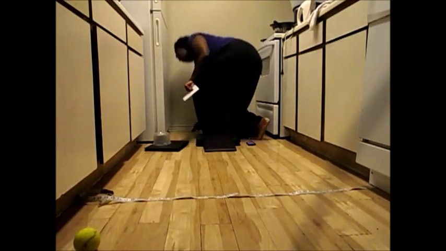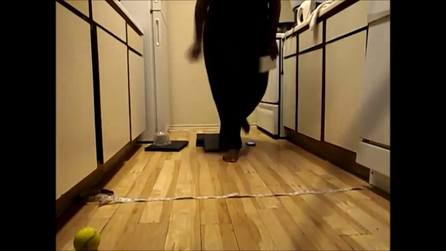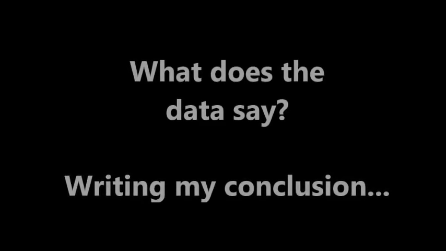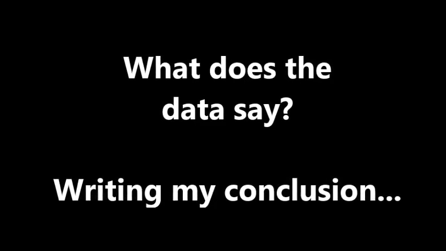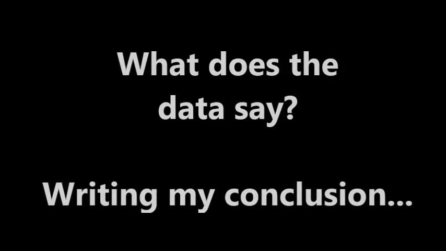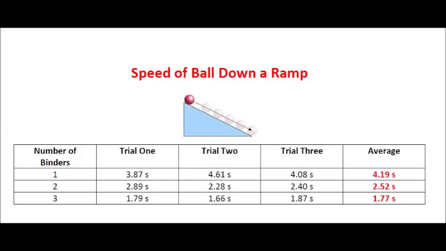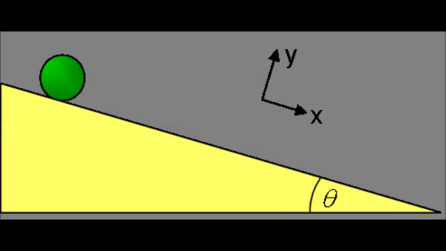Based on my data from my investigation, my hypothesis is supported. Each time I changed the height of the ramp, the ball did go faster. This is probably because of the slope of the ramp. Every time the slope is changed, it makes the angle at which the ramp is towards the ground larger and larger. This will cause my ball to move faster.